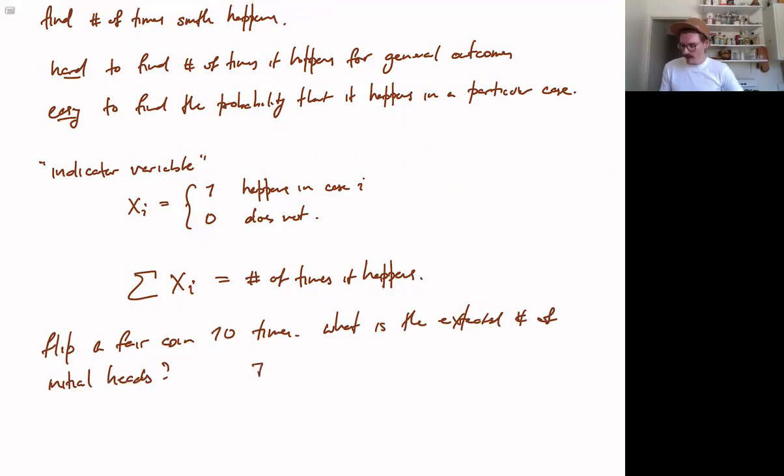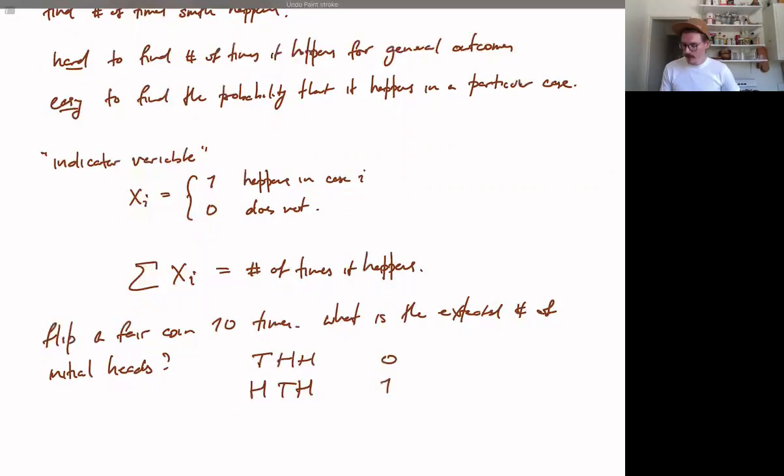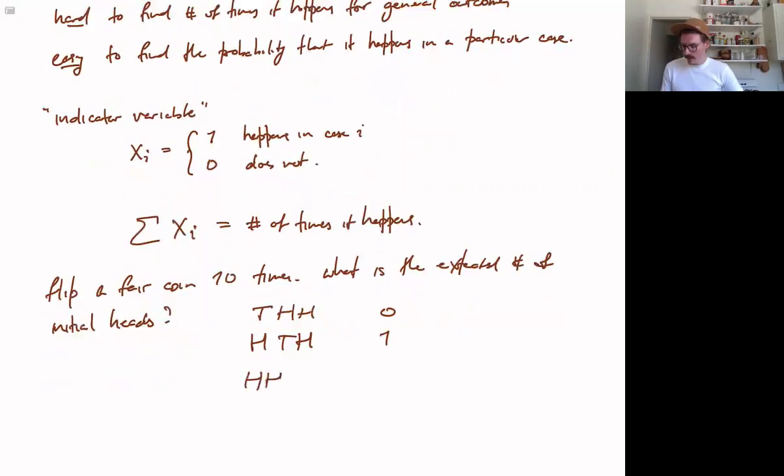For example, if you start with tails, then there are 0 initial heads. If you get heads, tails, then there is 1, because you have a run of 1 head at the start. If you have something like heads, heads, heads, tails, heads, tails, heads, this gives you 3, because it has 3 heads at the start, and so on. So in 10 coin flips, what is the expected number of initial heads?